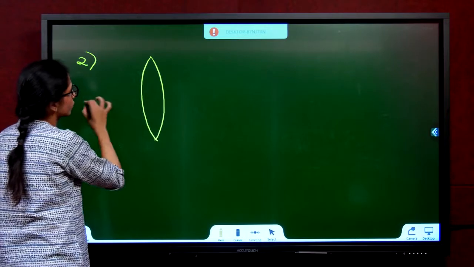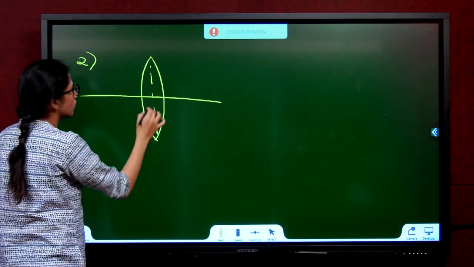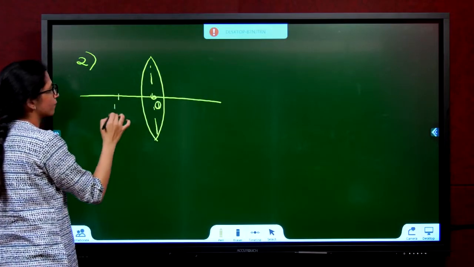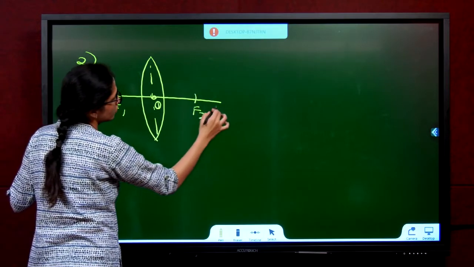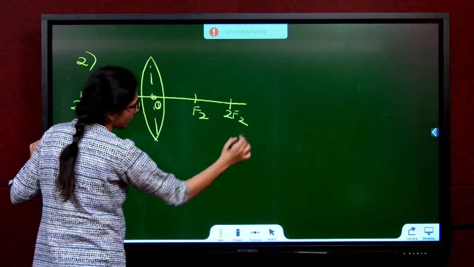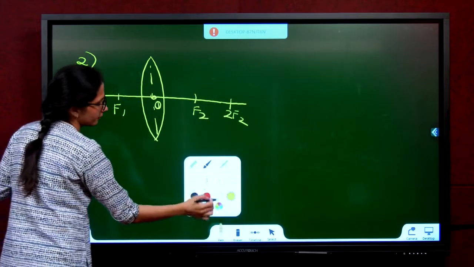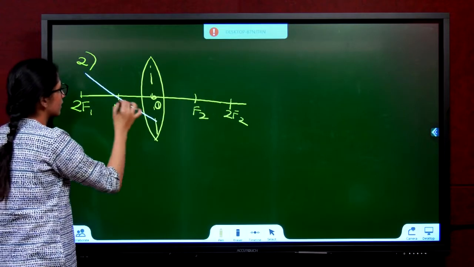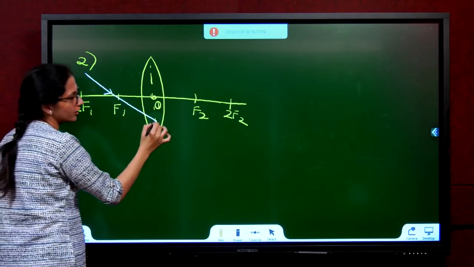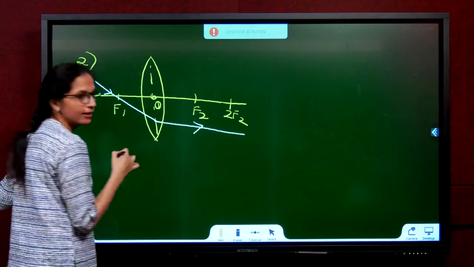Draw a convex lens quickly. Mark your O, F1, 2F1, F2, 2F2. Ray is coming. The ray is incident through the focus. It will hit the dotted line. After the dotted line, it goes parallel.